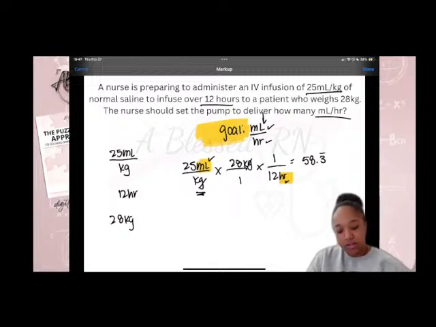All right, so 58.333333. So what if we needed to round this to the nearest whole number? What would our answer be? Okay, you could cry. You can feel in your feels, and then you need to come study with me. Get up and keep going. Yes, yes, yes. So it'd be 58 milliliters per hour.